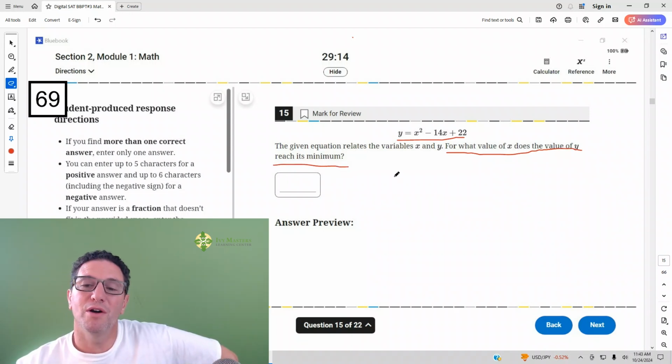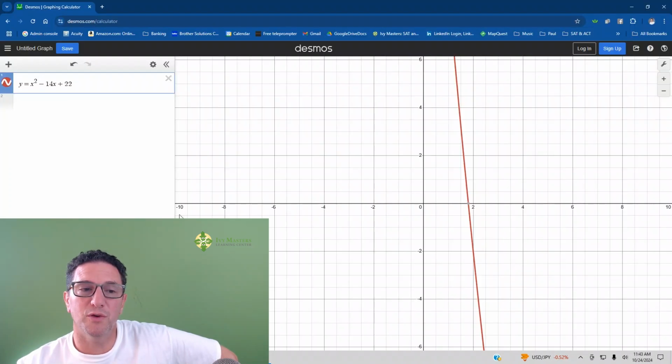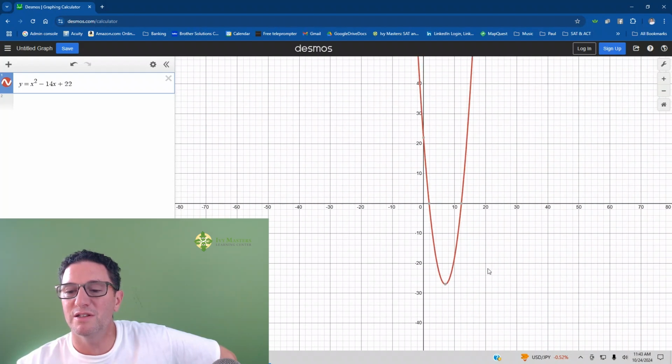You could do negative b over 2a, but even if you forget that, you can plug it into Desmos. You've got to zoom out until it looks like a parabola, and you can see the minimum. Scroll over it. You can see the x part of the minimum is 7. Write it, and move on to the next question.